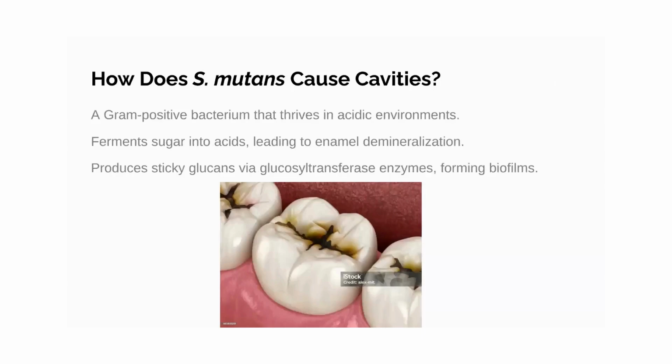Streptococcus mutans is a gram-positive bacterium that thrives in low pH environments, as I said before. It ferments sugars, producing lactic acid, which demineralizes enamel and causes cavities. Additionally, Streptococcus mutans produces sticky substances that help it form strong biofilms on surfaces, protecting it from removal and making it highly cariogenic. This is why controlling its growth is so important.